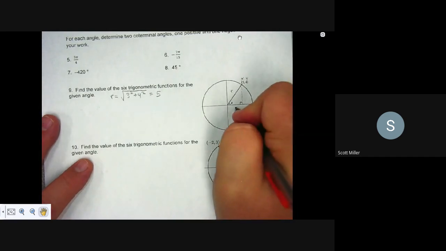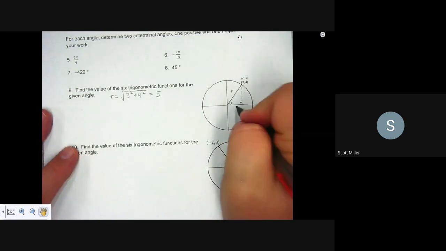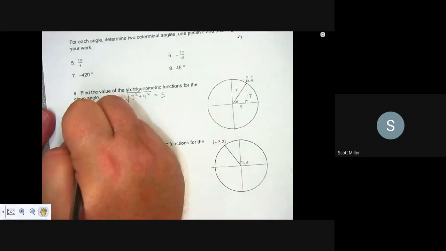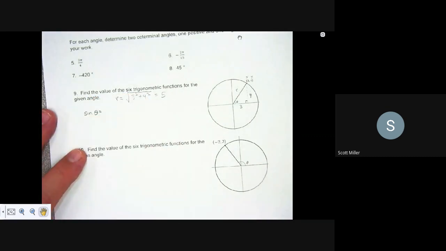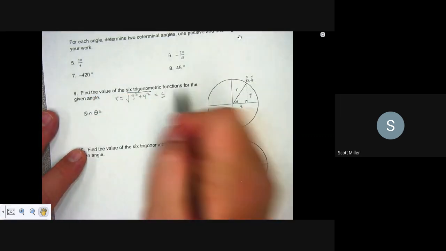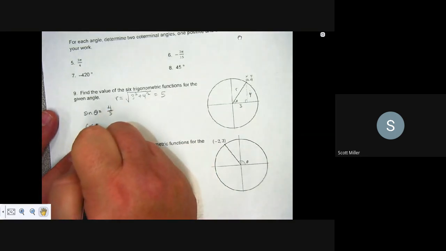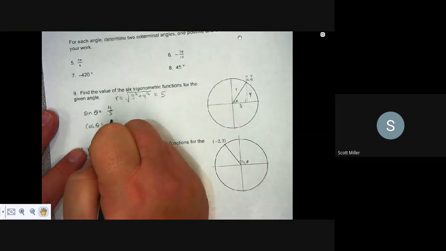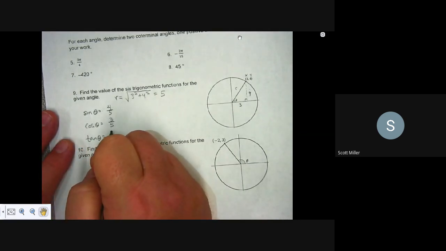This number here is 3. This number here is 4. Okay? You can put it there if you want, 3 and 4. And so then, what is my sine of this angle? The sine is y over r. Y is 4, r is 5. The cosine of this angle is x over r. The tangent of this angle is y over x.